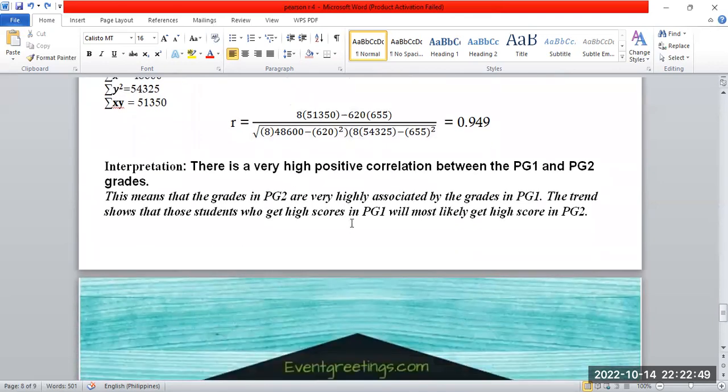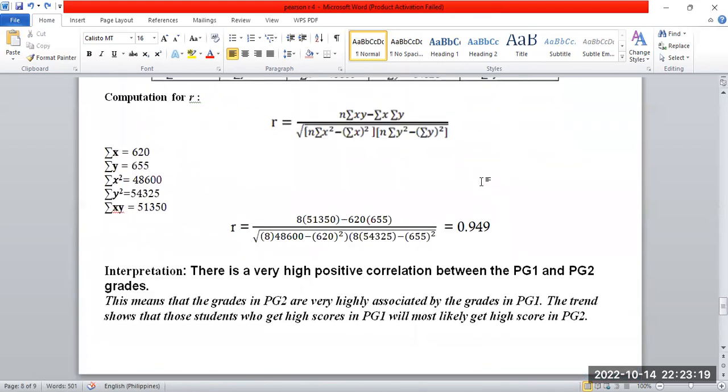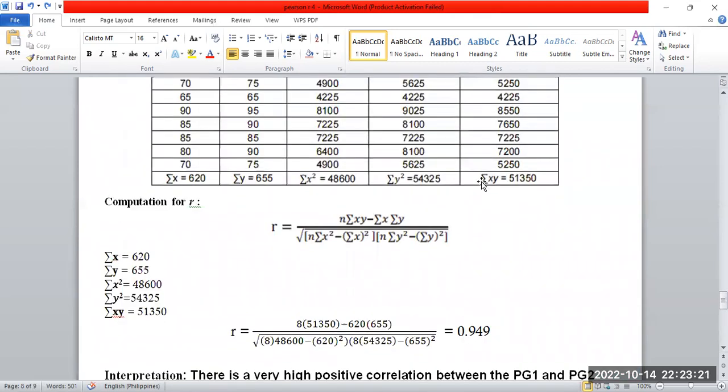Interpretation, there is a very high positive correlation between the PG1 and PG2 grades. This means that the grades in PG2 are very highly associated with the grades in PG1. The trend shows that those students who get high scores in PG1 will most likely get high scores in the PG2. 0.949. So, bakit siya naging very high positive?